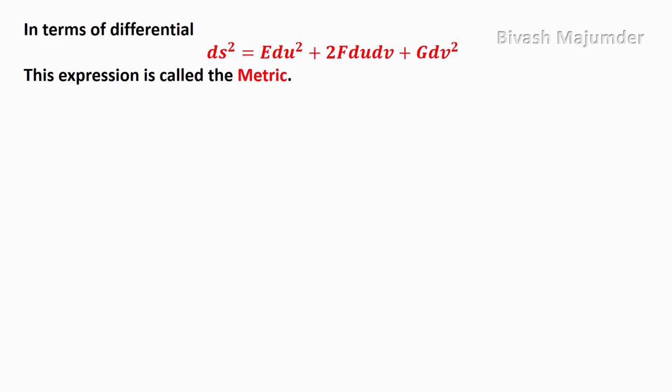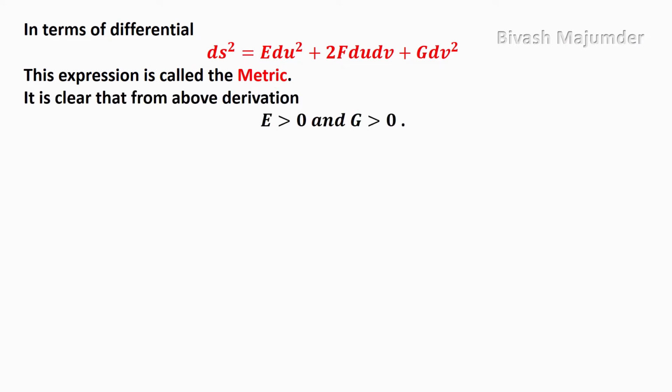In terms of differentials, ds whole square equals E into du whole square plus 2 into F into du dv plus G into dv whole square. This expression is called the metric. It is clear from the above derivation that E and G are greater than 0.